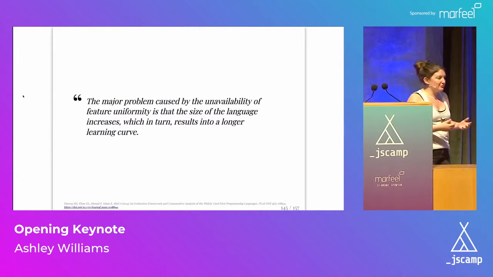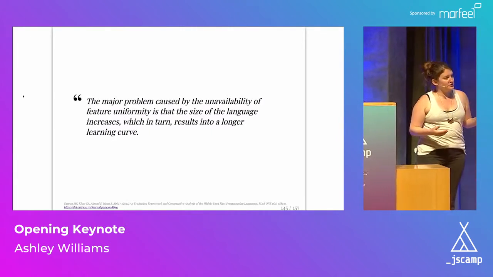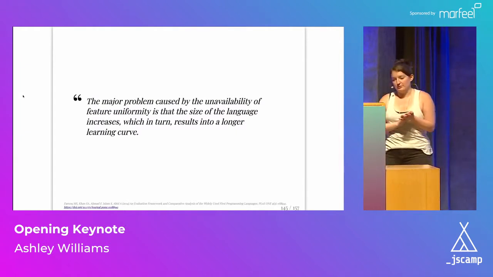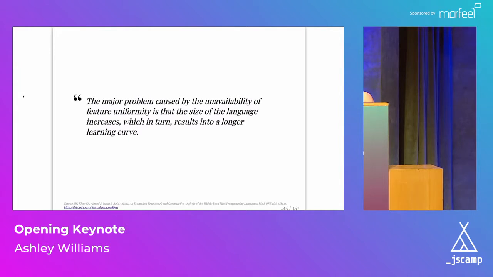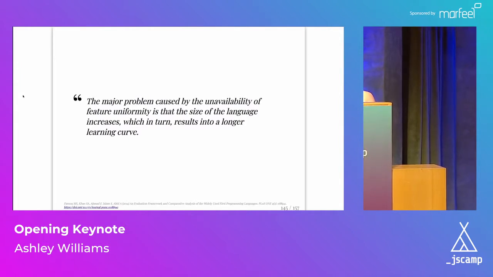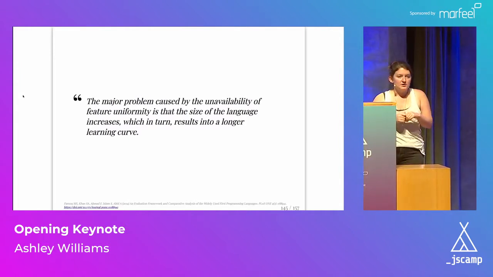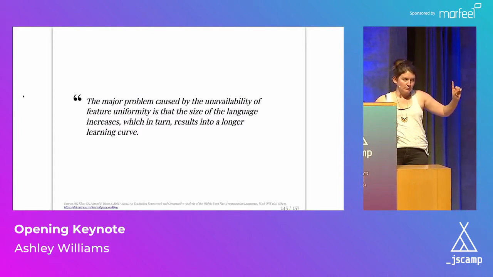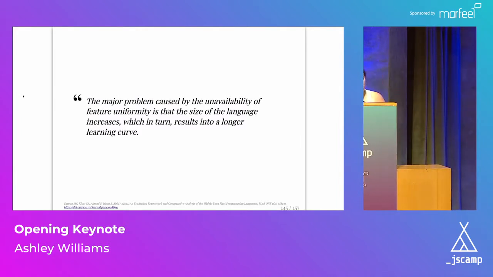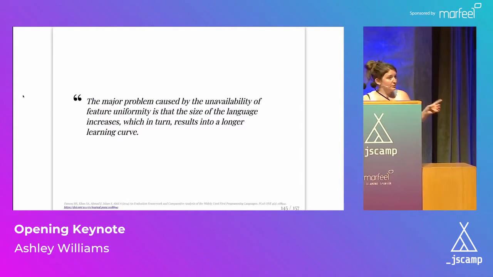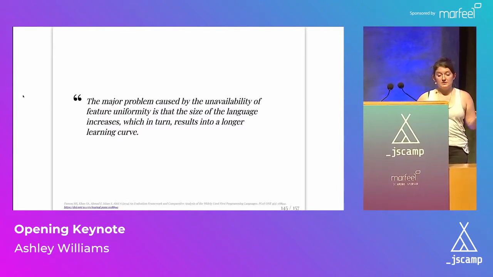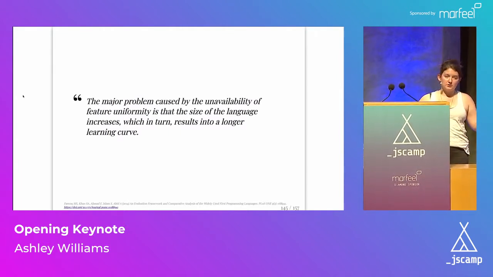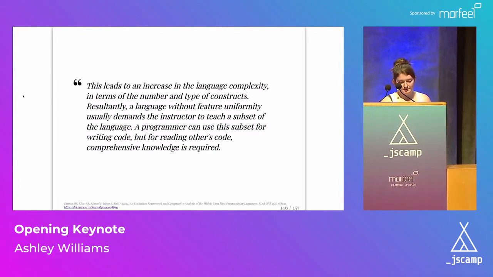So we're going to return back to this idea of the first programming language. What's a good first programming language? That original paper says the major problem that's caused by the unavailability of feature uniformity. So feature uniformity means there's one way to do a thing. So the major problem caused by the lack of one way of doing a thing in a language is that the size of the language increases, which in turn results in a longer learning curve. There's more language to learn. All right, it's going to take longer.